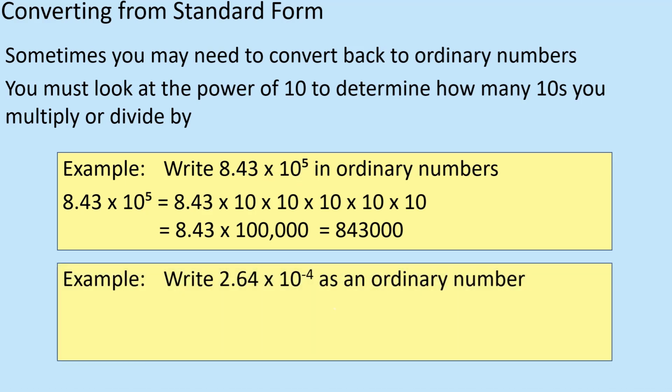All right, so this one is 10 to the minus 4 as an ordinary number. Again, this is going to be very small, so I'm going to divide it by 10 four times. Okay, so there you go, divided by 10 four times.